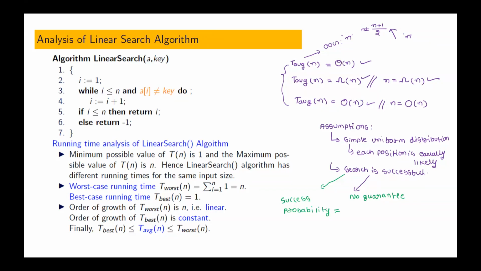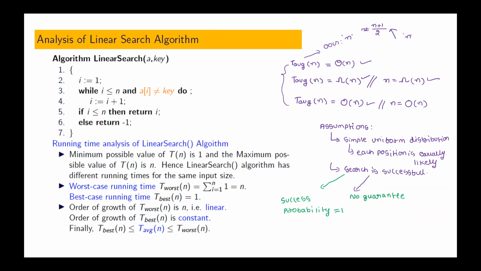100%. 100% means probability is always between 0 and 1, no? Then what is the probability? 100% means what is the corresponding probability? 1. That means success probability is 1. That means the search is always successful.